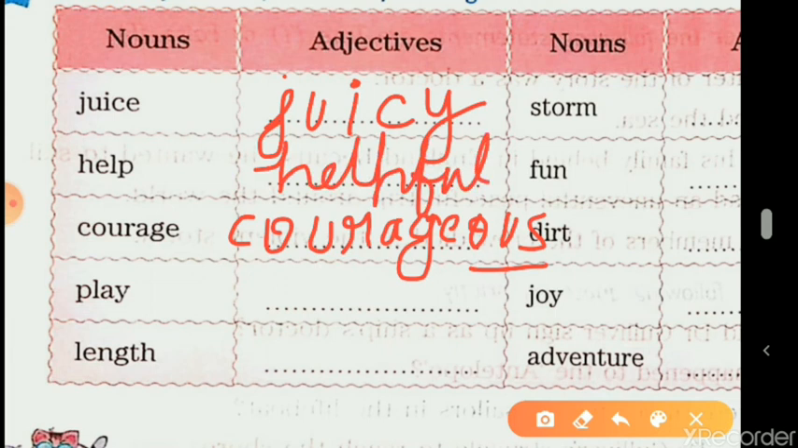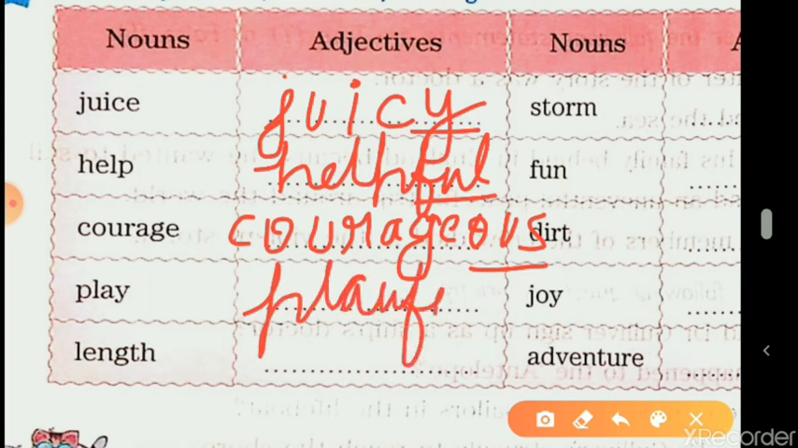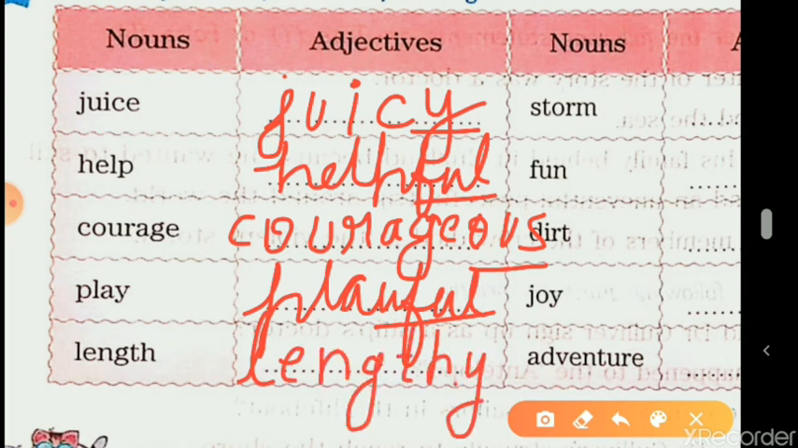Now play, we'll add FUL, playful. Then our next word is length. We'll be adding Y and we'll make it lengthy. We'll be adding Y at the end. So juice, juicy, help, helpful, courage, courageous, play, playful, length, lengthy.